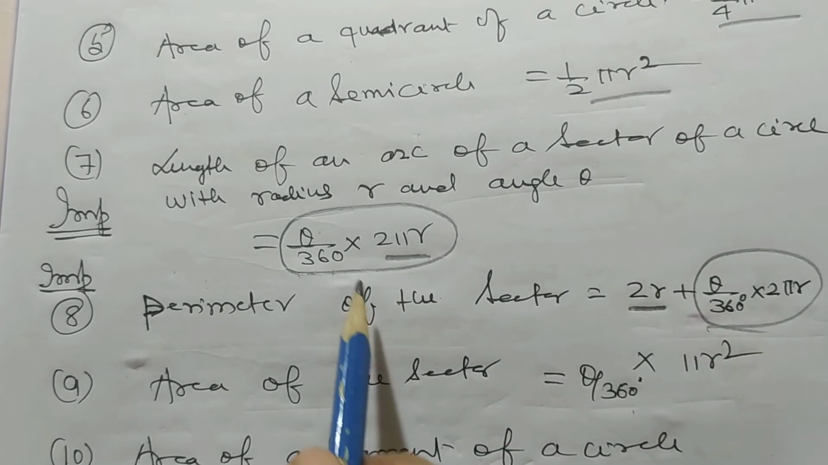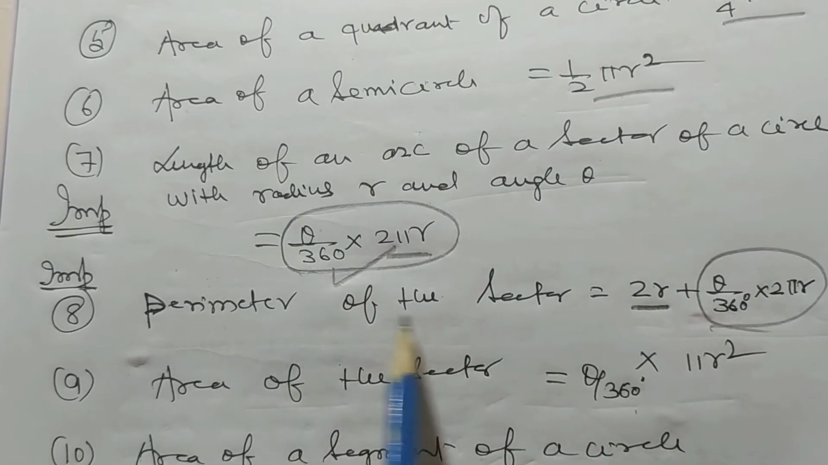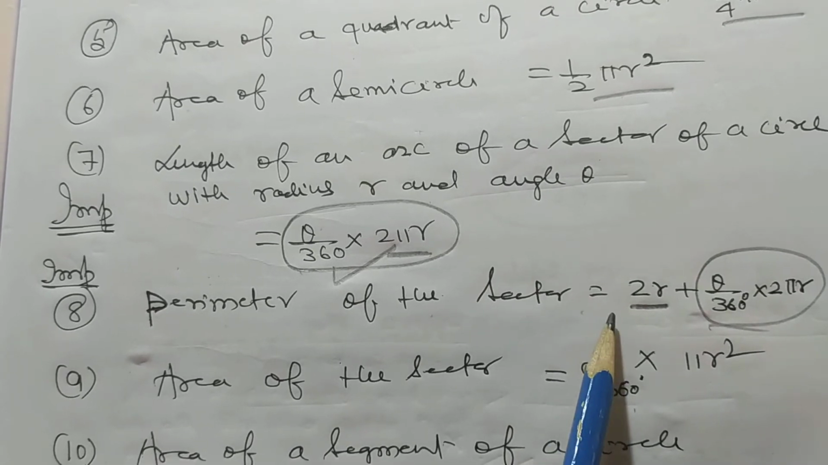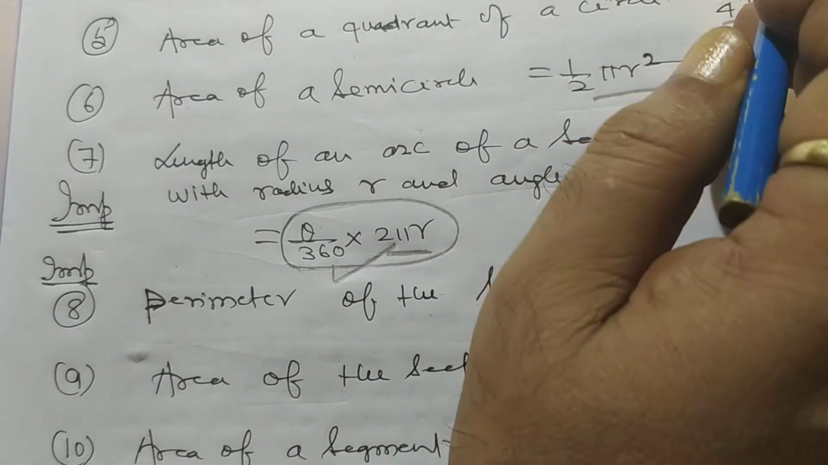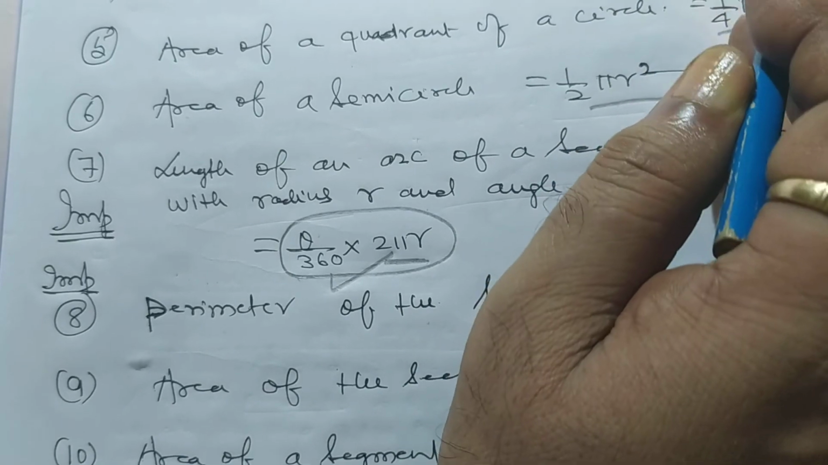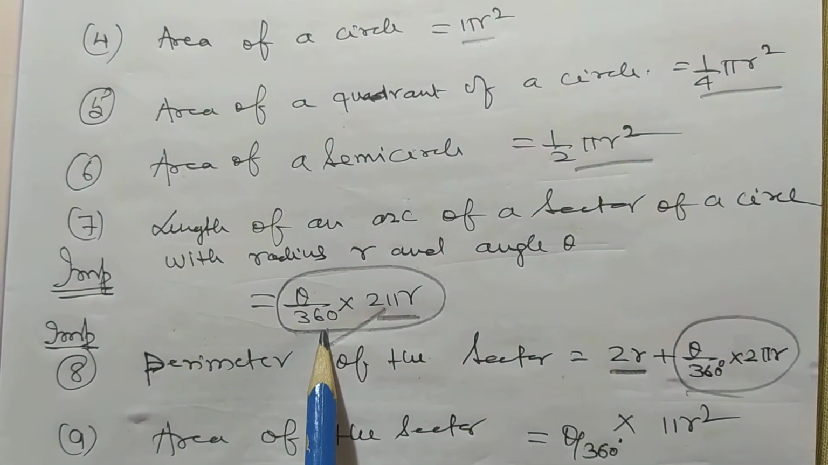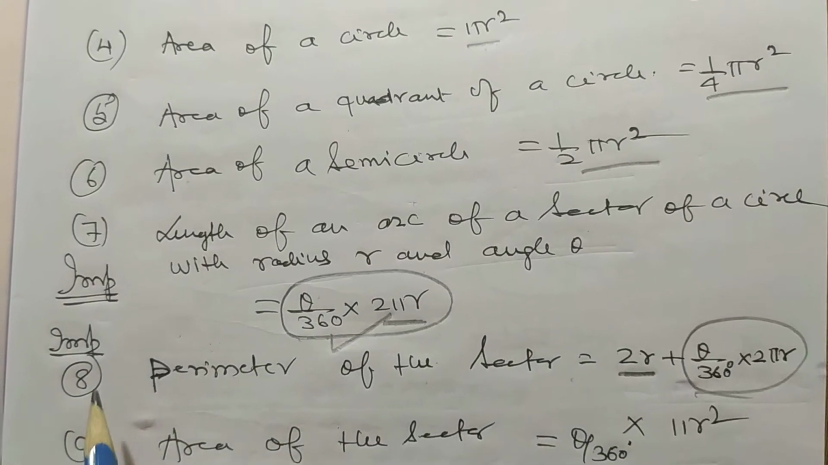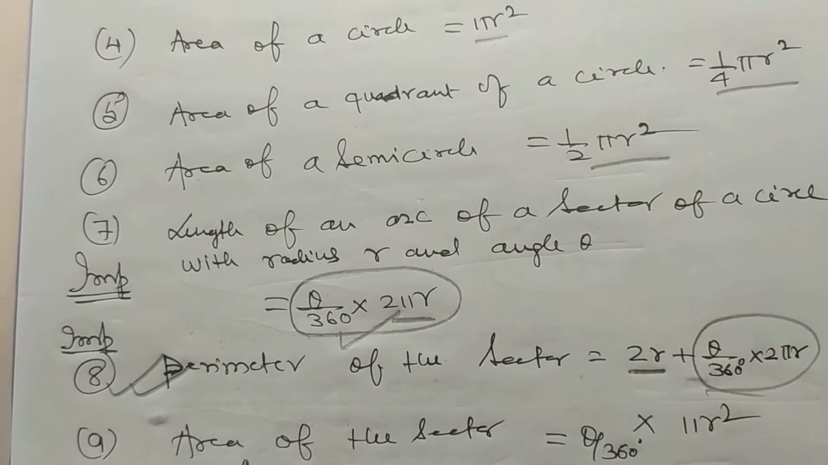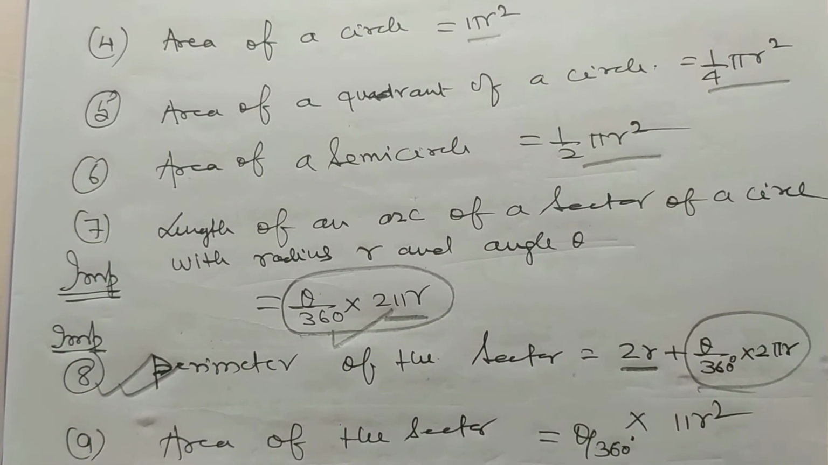Now, this is the arc length. Perimeter of this sector is equal to 2r, this is r plus r, and this is arc length. So, perimeter is 2r plus theta by 360 degree into 2 pi r. So, this is very, very important for the purpose of multiple type of questions.